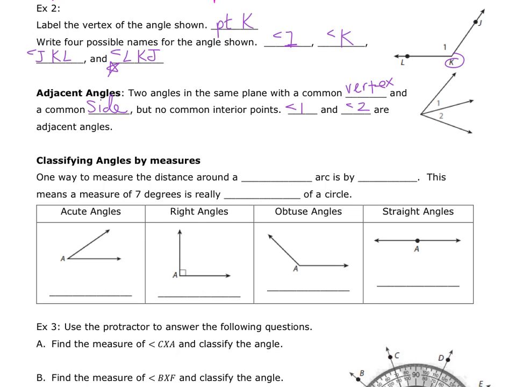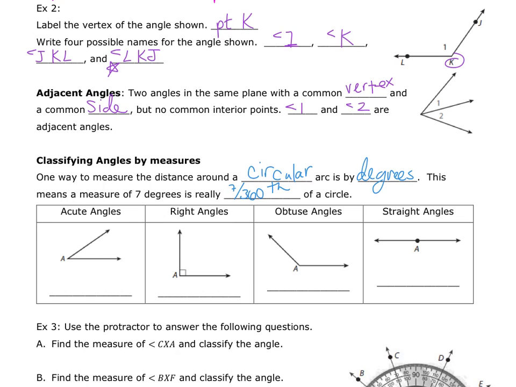With our chart that we are going to see next, you can see that there are going to be some different classifications and how we're going to group our angles. So one way to classify our angles is by the measures of the degrees that they have. And one way to measure the distance around a circular arc is by using those degrees. This means that a measure of 7 degrees is really 7/360 parts of a circle, because remember we're talking about a full circle all the way around, so the most you could have would be 360 degrees.